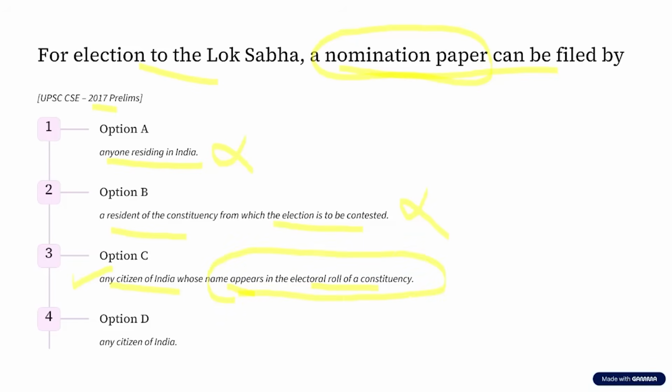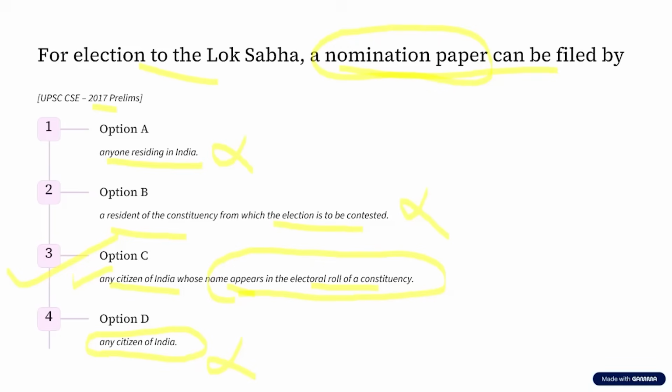Is it correct? Yes, it is correct. But can we skip option D? No, we should not make that mistake of skipping option D. So what can we do? We can go through option D. What is option D telling? Any citizen of India. Let us assume there is a citizen of India like me or you, but we have not got a voter ID. We have not enrolled ourselves in the electoral roll. Can we file the nomination? No, we cannot file the nomination. So what is the answer? The answer is option C. That is any citizen of India whose name appears in the electoral roll of the constituency.